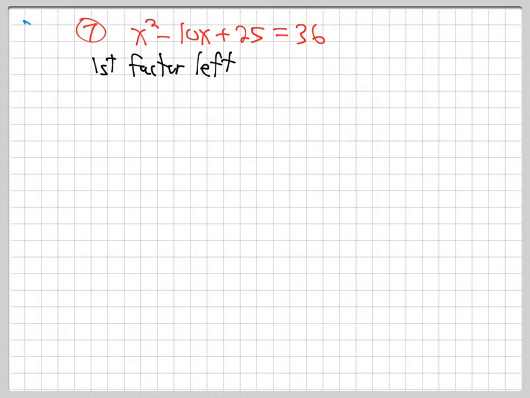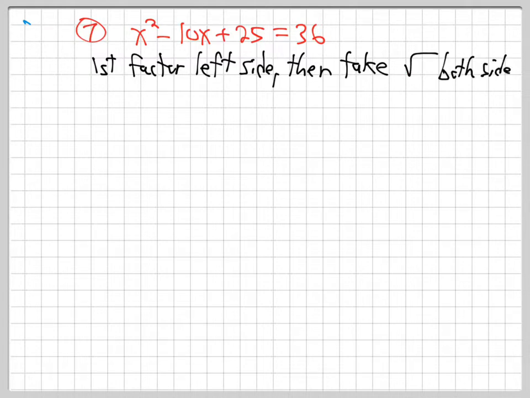Number 7. Let's see. x squared minus 10x plus 25 is 36, by first factoring and then taking a square root. Yeah, okay. So notice, I'm not reading the instructions. The instructions say the following; I'll write them out. First, factor the left side, then take a root of both sides. So that's what the instructions say.